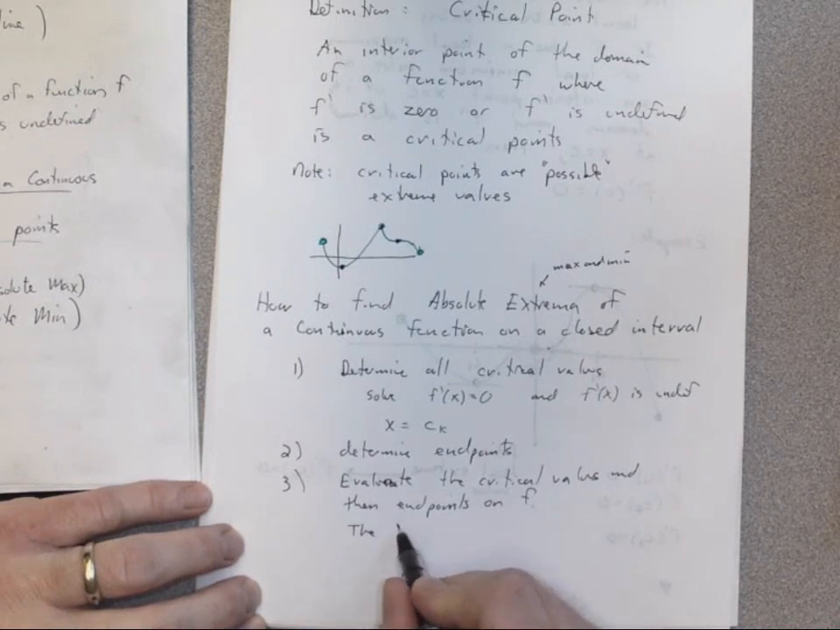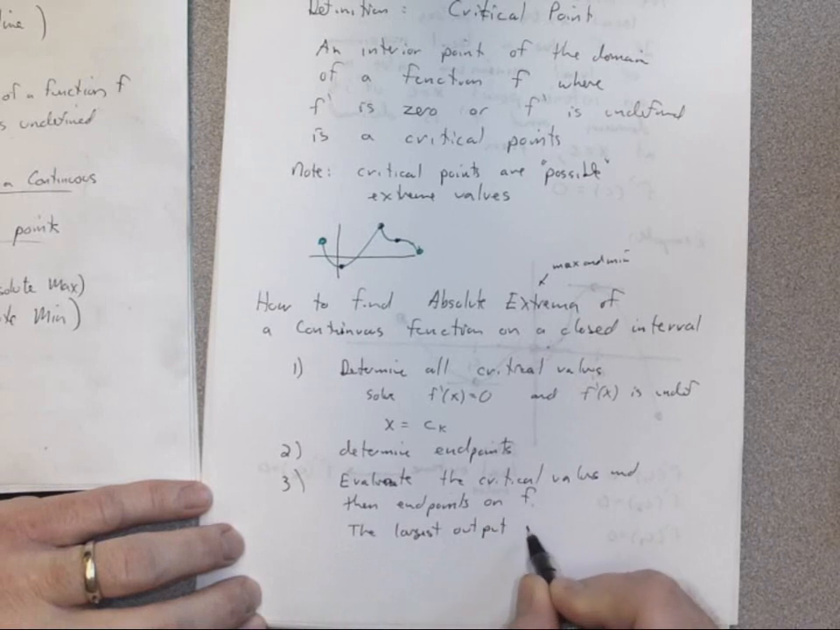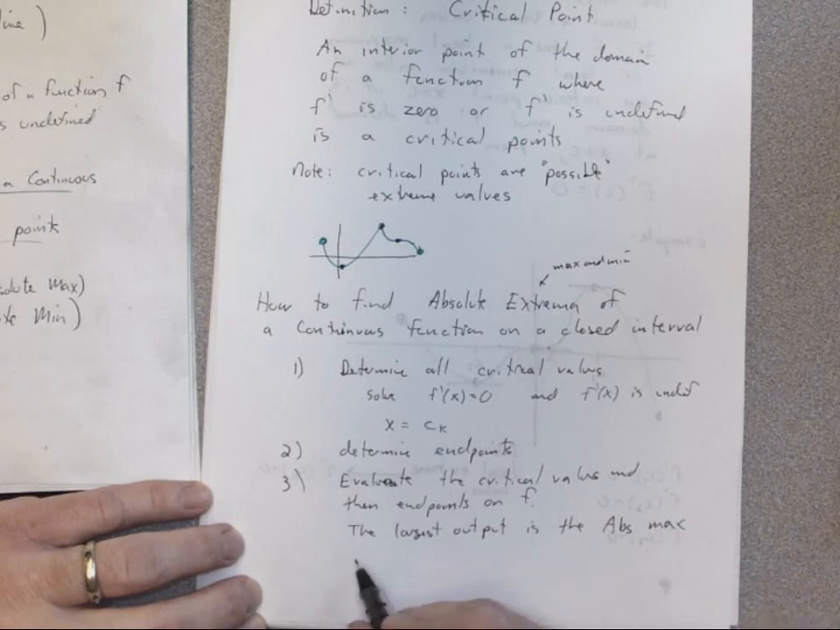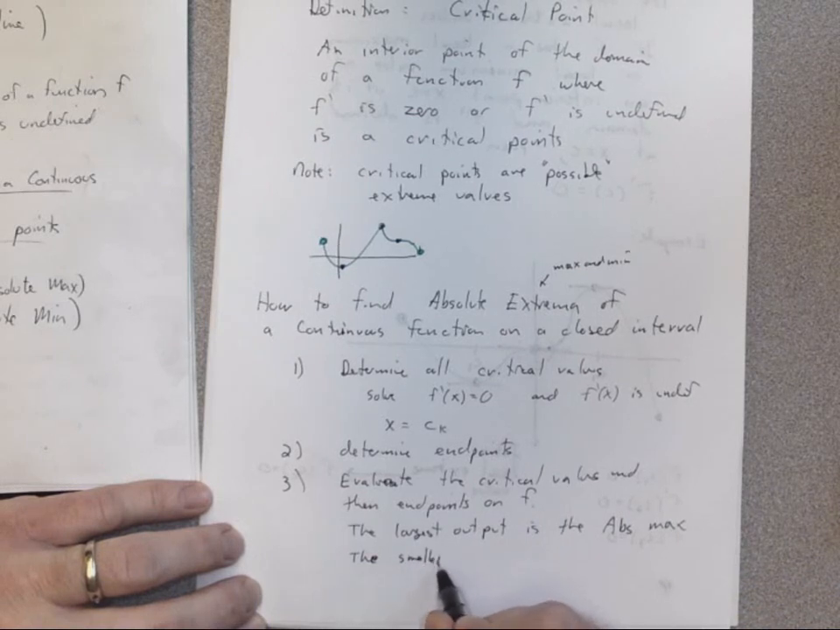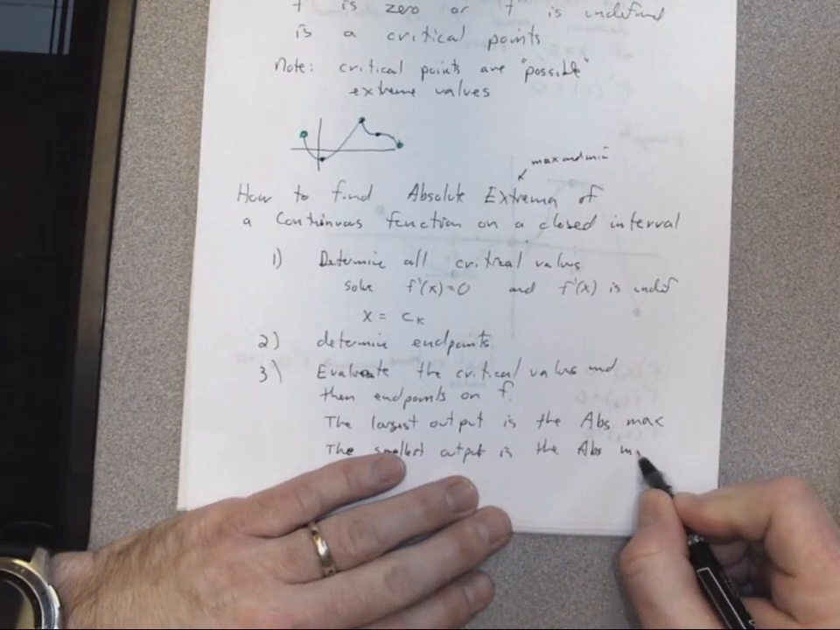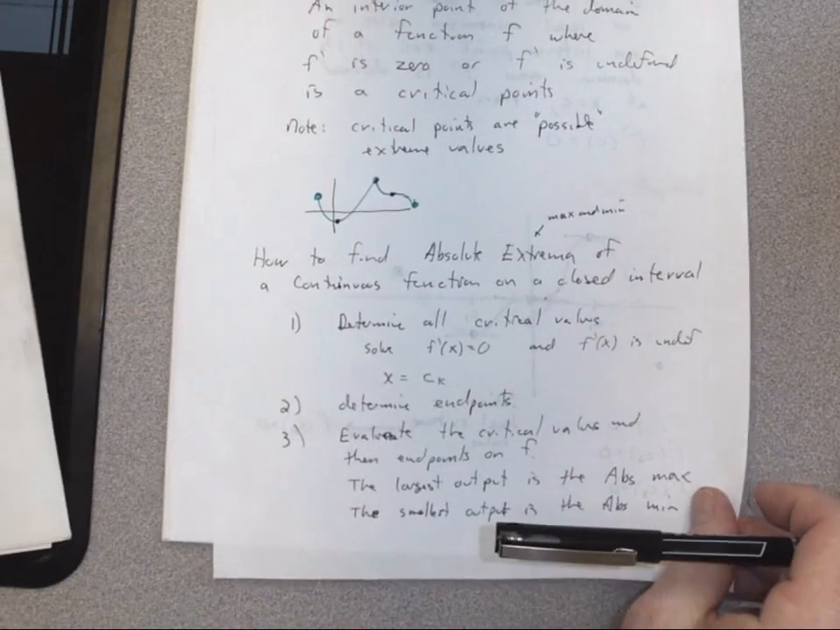The largest output is the absolute max, and the smallest output is the absolute min. All right, let's make this happen. So that's what we're going to do, finding critical points.